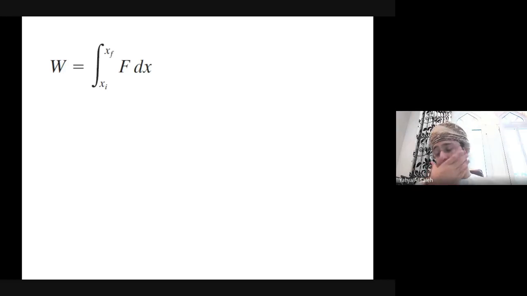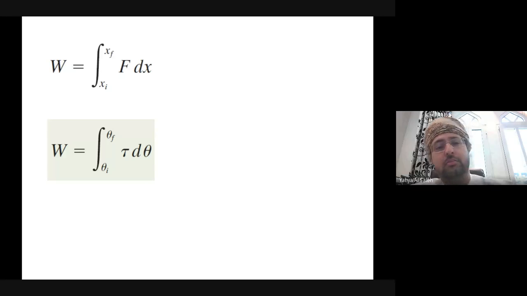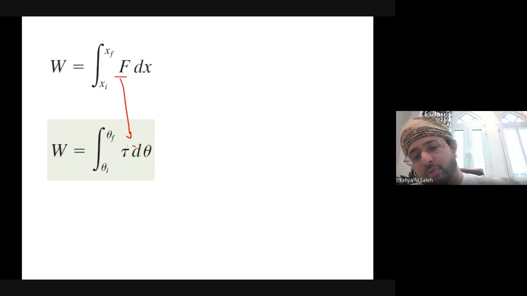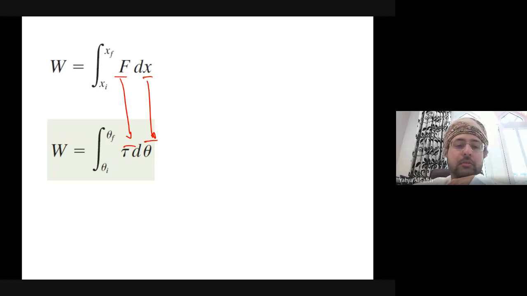How do we do work? We know work is equal to F dx. We translate F to torque, x to theta. Done. These translations are really, really easy and really, really important.